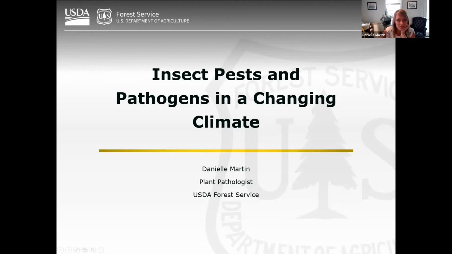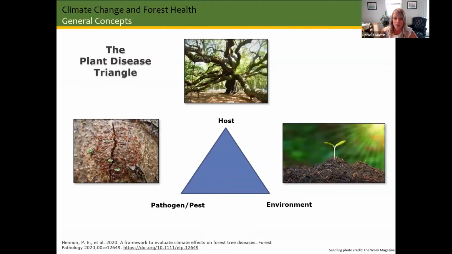I'm going to give a quick talk on the pests and pathogens in relation to climate change. I have a short time slot, so I apologize in advance if I go a little bit quick. So I'm going to start with the disease triangle. You might already be familiar with it. It's a concept used to express the relationship between a susceptible host, the pest or pathogen, and also the environment.